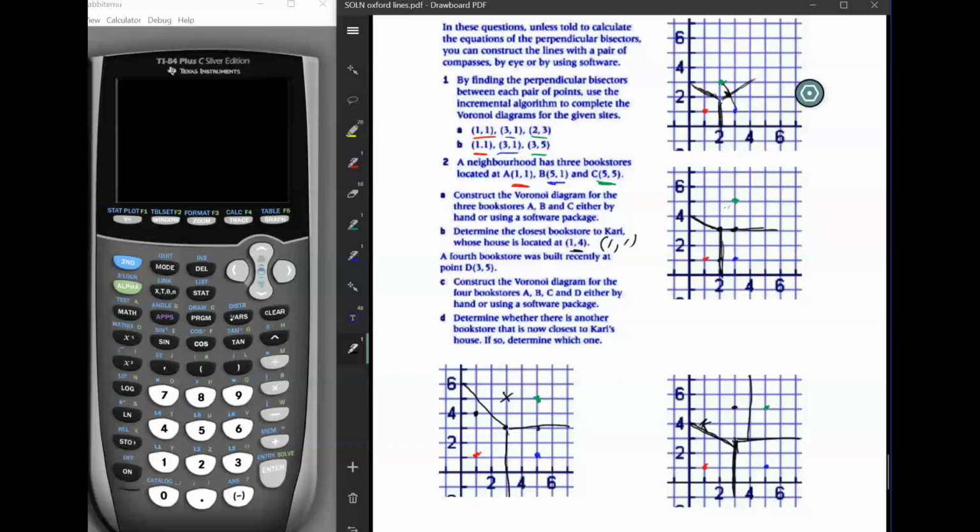And let's see, if I do black and blue, which we've done black and green, we've done black and red, we didn't do black and blue yet. The perpendicular bisector to the line segment between black and blue would look kind of like this, right? And that would affect this corner here, wouldn't it?